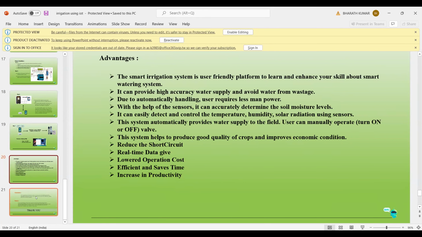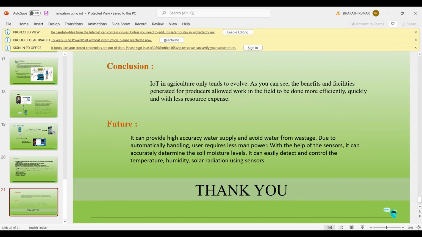Increasing their productivity. The conclusion is that IoT agriculture tends to evolve, as you can see the benefits, and helps farmers produce and work in their fields more efficiently and quickly with fewer resources. Now the features: it can provide a high-accuracy water supply and avoid water wastage with automatic handling, and requires less manpower. With the help of sensors, we can control the temperature, humidity, and solar radiation.